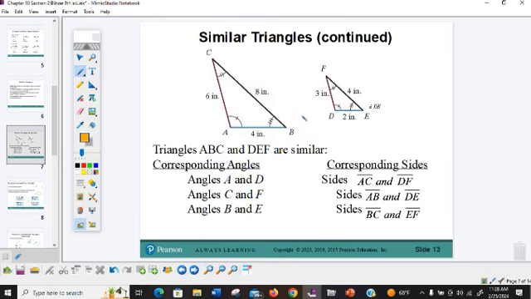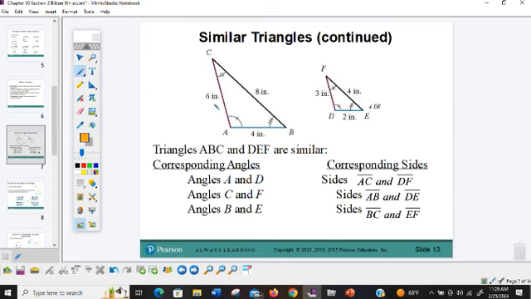So let's look at this one. For this triangle, see how they're similar? The angles are going to be equal, and the sides are going to be proportional. So angle A is going to equal angle D. Angle C is going to equal angle F. Angle B is going to equal angle E. And these sides, AC is going to be proportional to DF. CB is proportional to FE, and AB is proportional to DE.